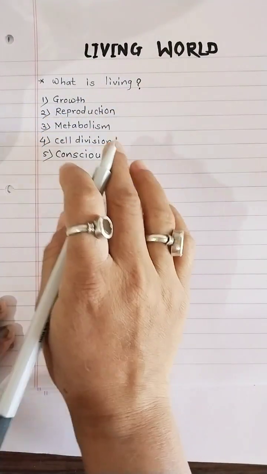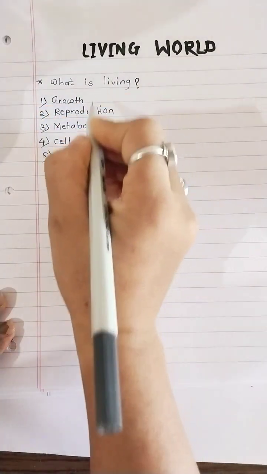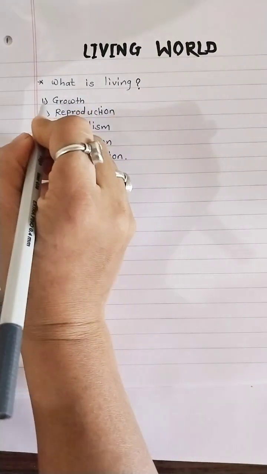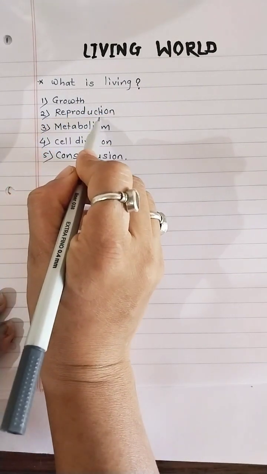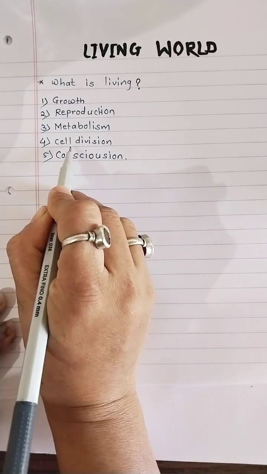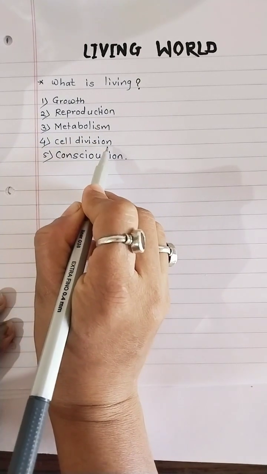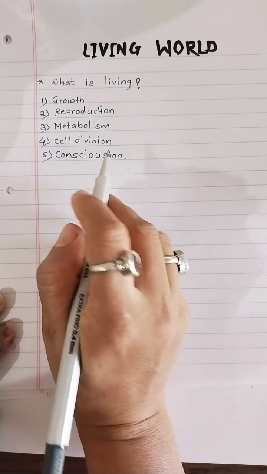Living things are mainly differentiated by particular features. The first feature is growth. The second feature is reproduction. The third feature is metabolism. The fourth feature is cell division. And the fifth one is consciousness.